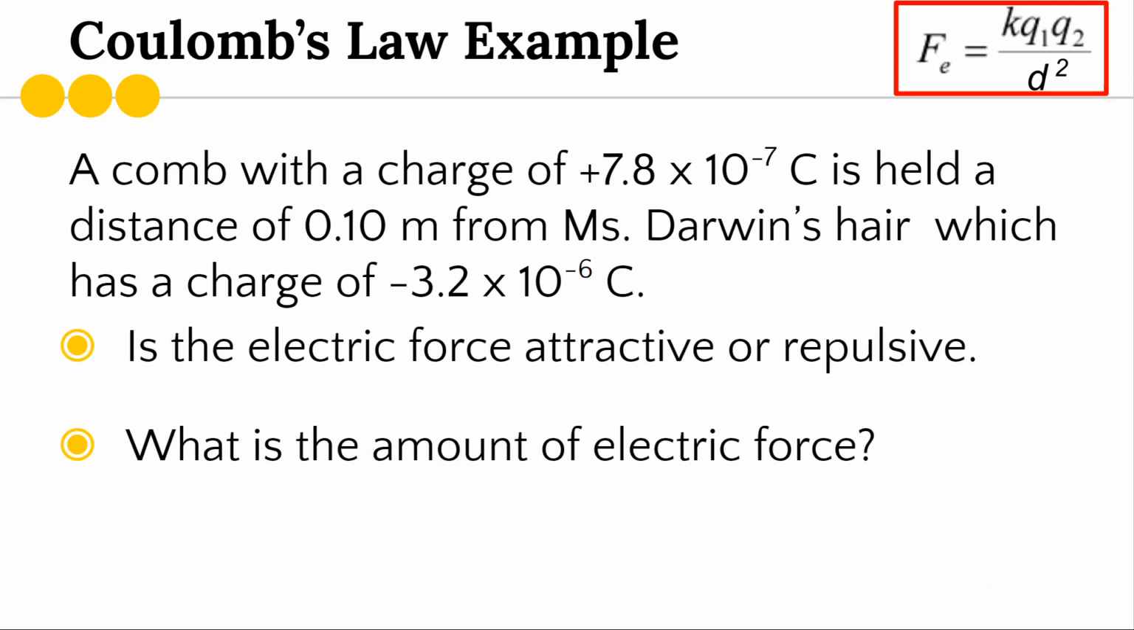All right, let's try another one. This one says a comb with a charge of positive 7.8 times 10 to the negative 7th coulombs is held a distance of 0.1 meters from Miss Darwin's hair, which has a charge of negative 3.2 times 10 to the negative 6th coulombs. Is the electric force attractive or repulsive? What do you think, Gavin? Are these two going to attract or repel?